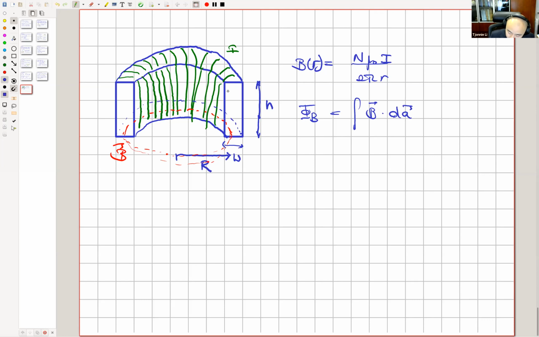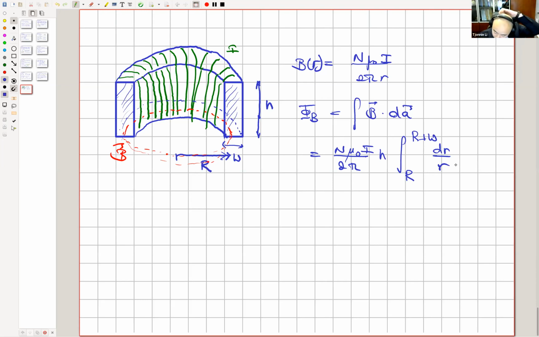Okay, in which case, if I look at trying to integrate over this area, an area like this, then I need to take into account the height, and also integrating R from this point, this is big R, to R plus W. So this here would be N mu naught I over 2 pi times H, integral from big R to R plus W of dr over R.